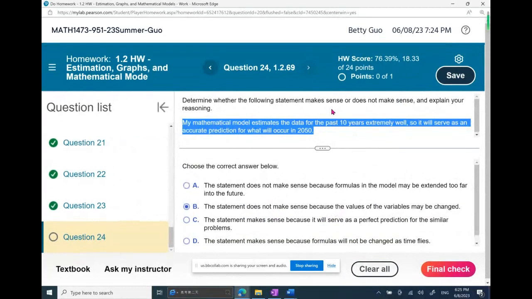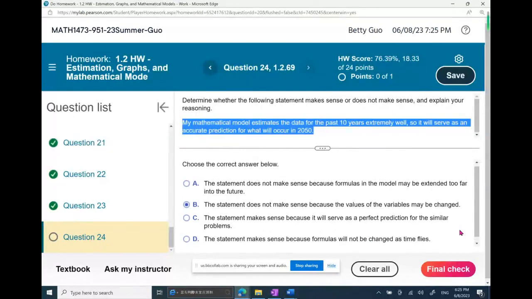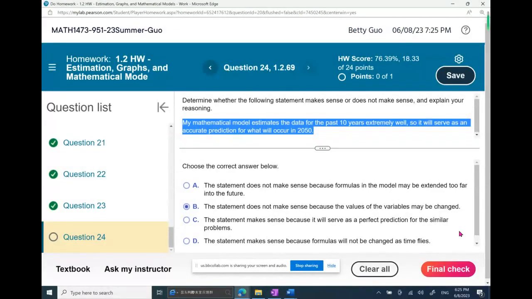Let's see. Determine whether the following statement estimates the data for the past 10 years extremely well. So it will serve as an accurate prediction for what will occur in 2050. Does not make sense because the values of the variables may be changed. Does not make sense because formulas in the model may be extended too far into the future. What do you think, guys? I think it doesn't make sense. Does not make sense.